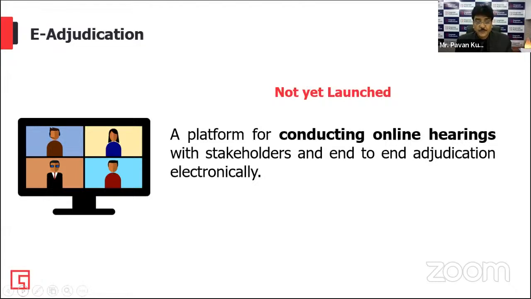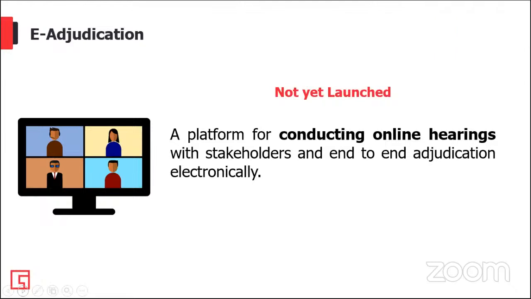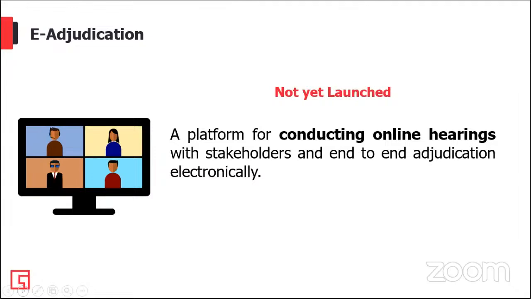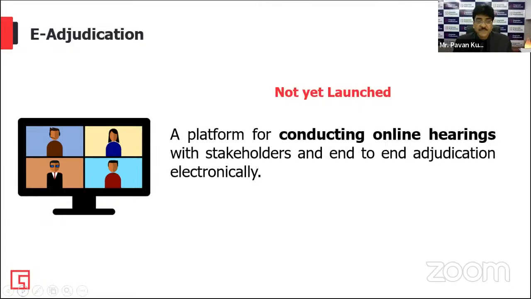Now doing adjudication by going physically is also cumbersome, because two types of violations are there. One is that you have not filed the form and there is a penalty. Here, there is no need to prove anything and no need to see anything. So this type of thing can be automatic. Conducting online hearings will be a boon for all the stakeholders, including the regulator, MCA also.